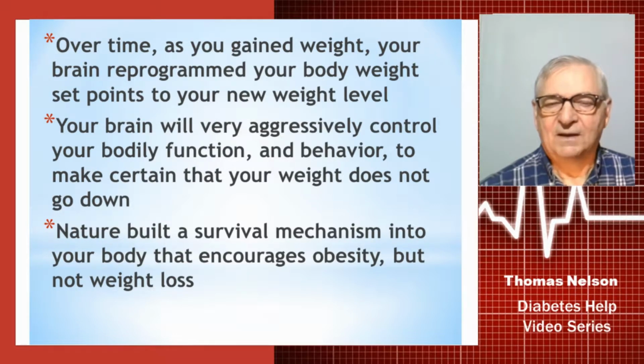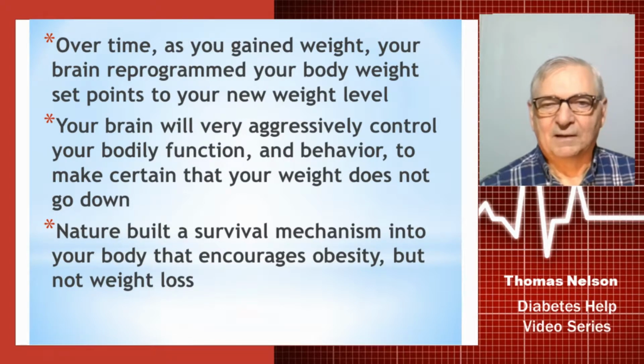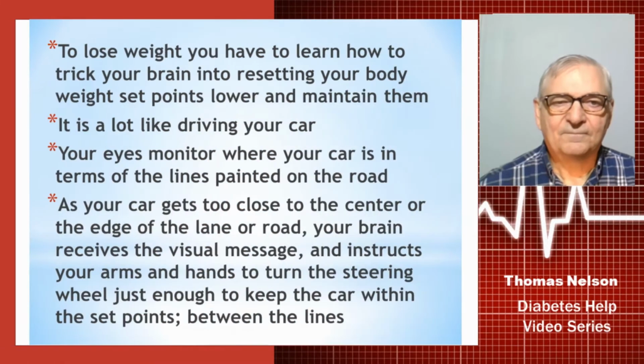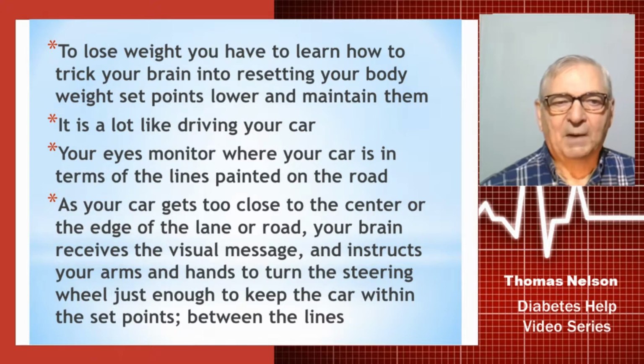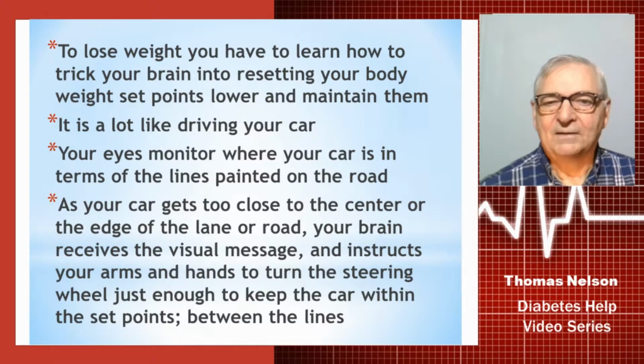Over time, you changed the set points in your hypothalamus for your weight. And your brain will very aggressively control your bodily function, your behavior, what you eat, to make certain that your weight does not go down. Your hypothalamus is programmed to keep you obese as a protective mechanism against feast and famine type environments. So nature built a survival mechanism into your body that encourages obesity, but not weight loss. So to lose weight, you have to learn how to trick your brain into resetting your body's weight set points lower, and then you can allow your hypothalamus to maintain that new weight.